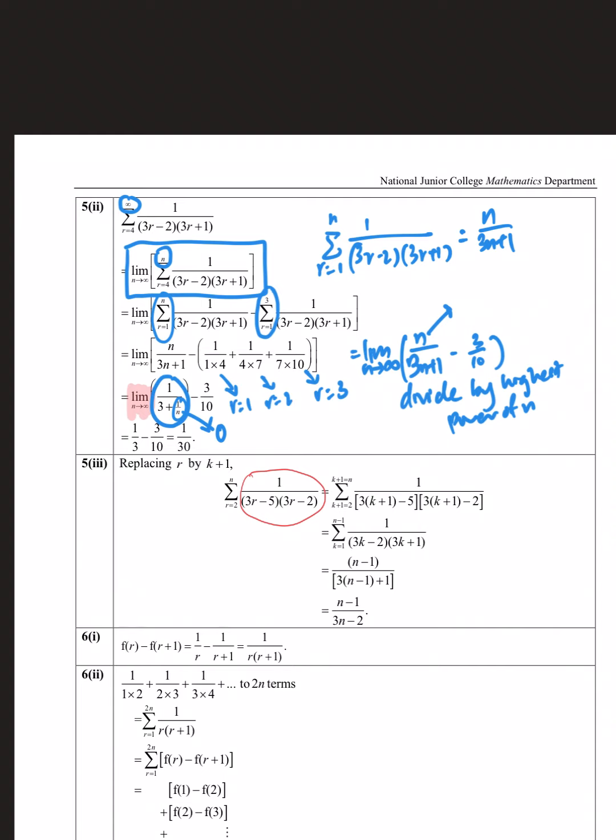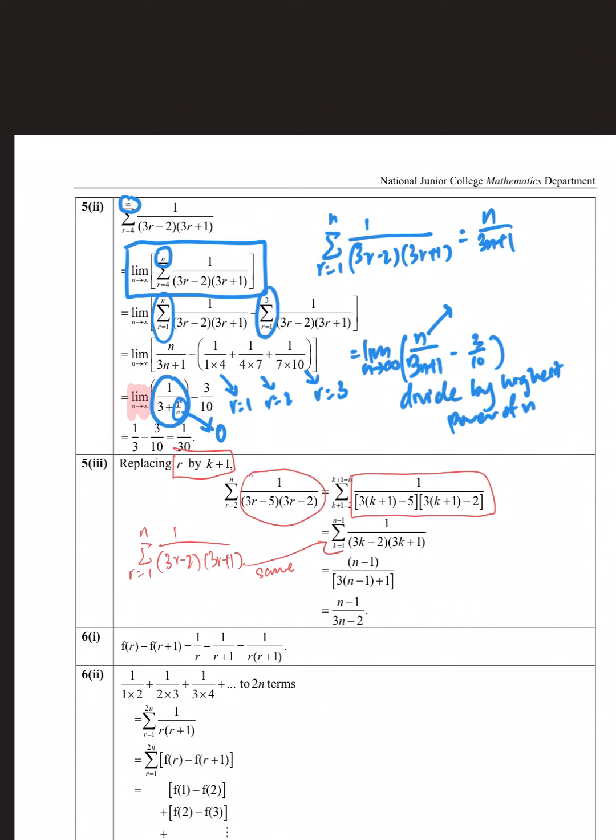The original sum that we have found is 1 over (3r minus 2)(3r plus 1). So now we have 1 over (3r minus 5)(3r minus 2). How do we re-express it such that it can be expressed in the form that we have found? By observing, we replace r by k plus 1. Now some of you replace r by r plus 1, and it can get very confusing. So don't use the same variable again. So you replace r by k plus 1. In this case, the expression will become the same already. You substitute r equals k plus 1, and you get the same expression. That's good already.